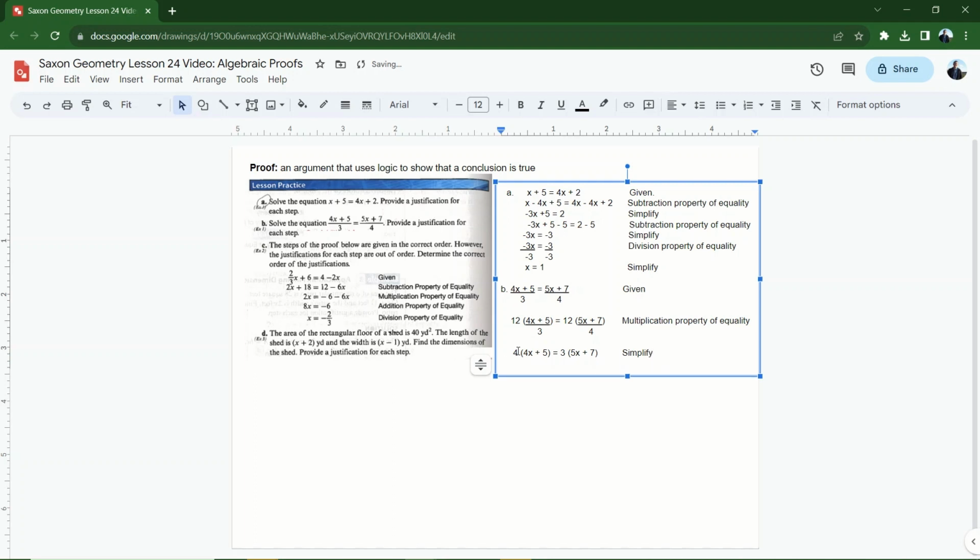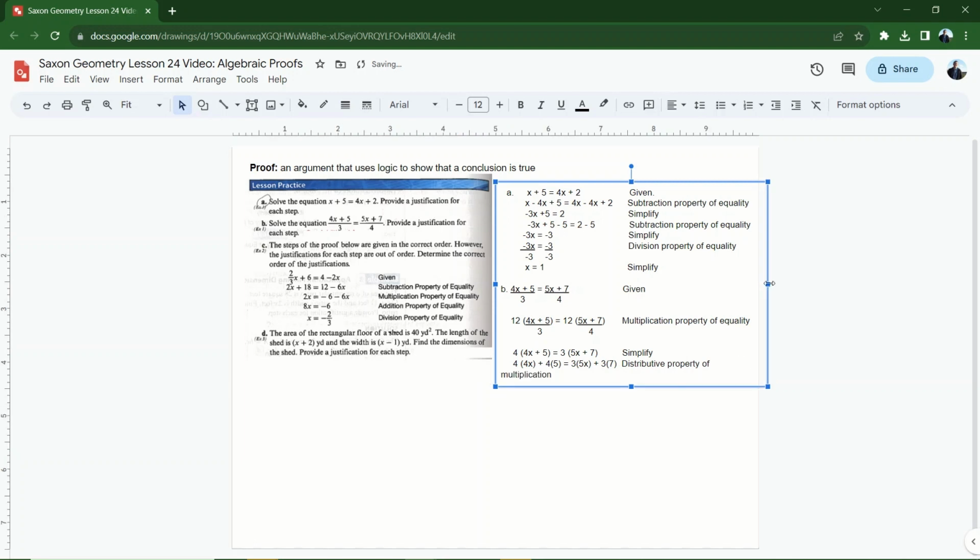All right, next, 4 times 4x plus 4 times 5 equals 3 times 5x plus 3 times 7. Do you know what I did there? I used the distributive property of multiplication. I get rid of my parentheses so I can move forward on this problem. That's what I needed to do. Now I'm going to do another simplification step. This is going to be 16x plus 20 equals 15x plus 21. That's a simplify.